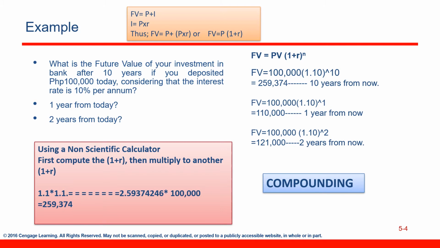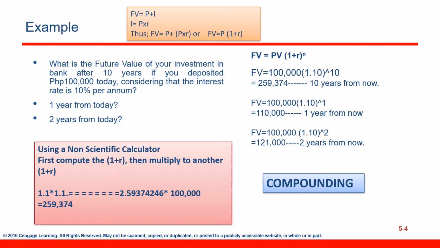So 1.10 raised to the 10th power, before you multiply by 100,000. So that is 259,374. 10 years from now, your money will become 259,374. But you need to wait for 10 years.